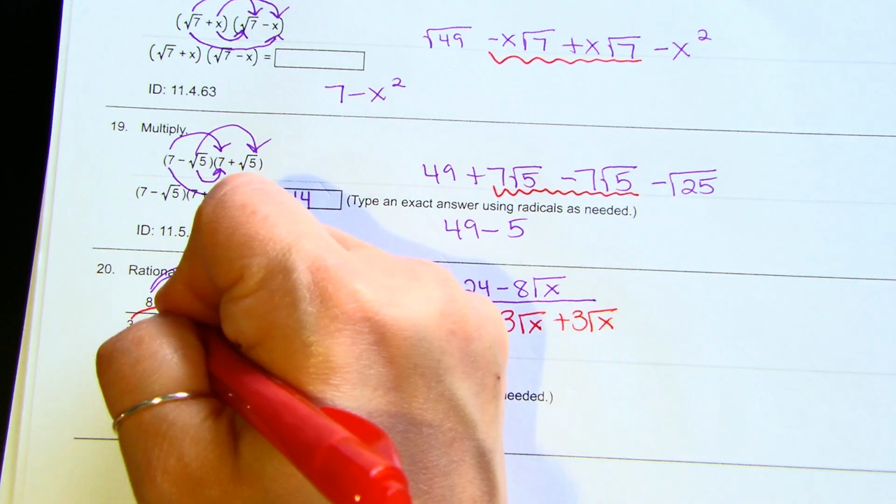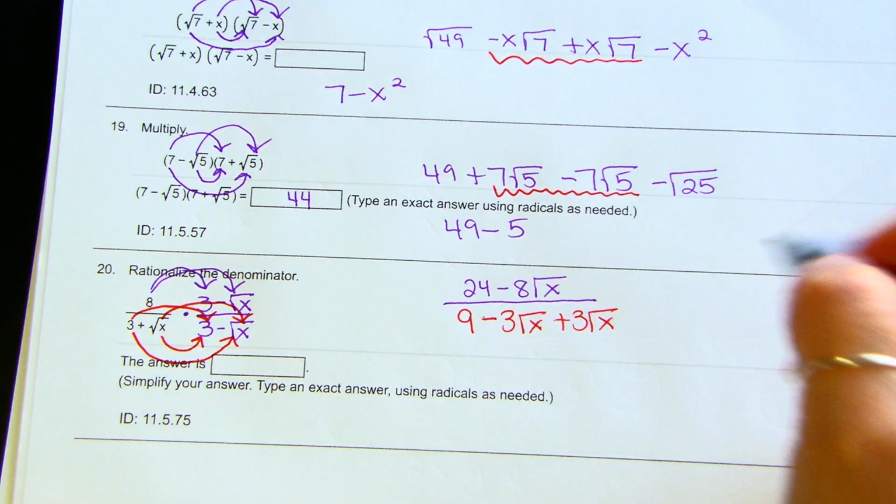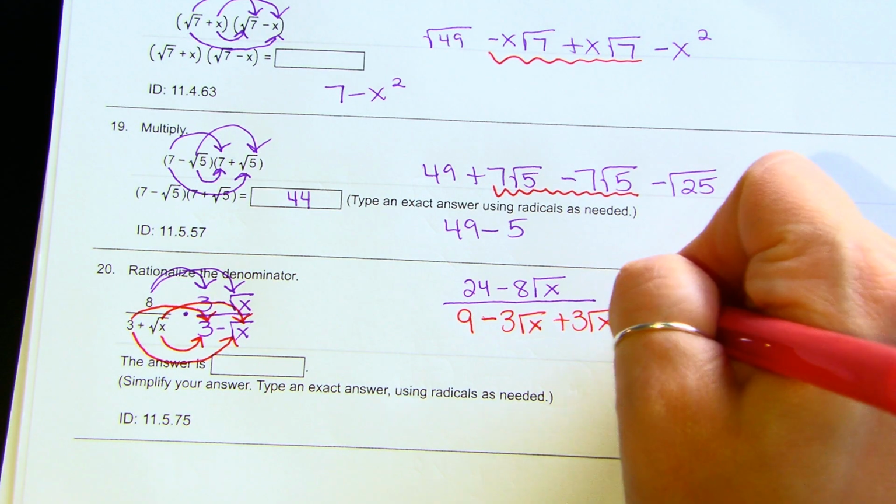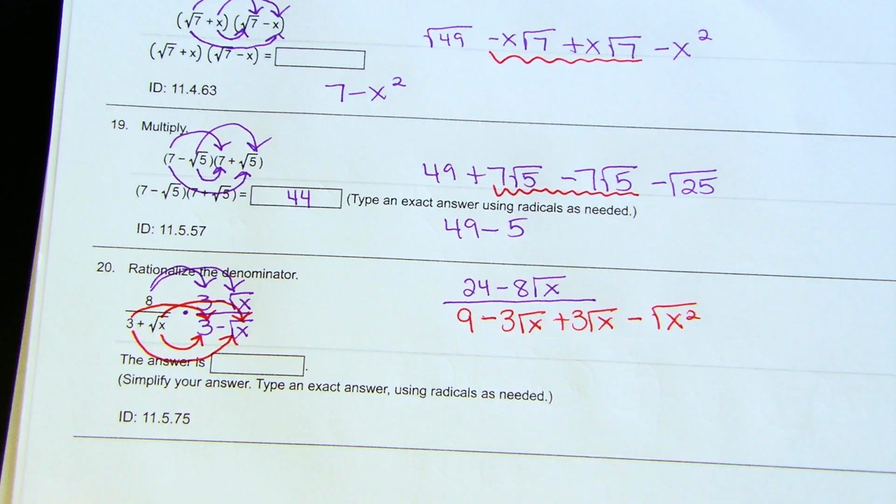Now, some of you might be thinking, okay, if we know those middle two terms are canceling out, do we have to actually do this step? The answer is no, you don't. I'm showing you all the steps. If you're comfortable skipping some, skip them. Go for it.